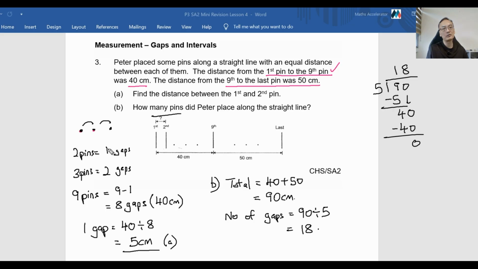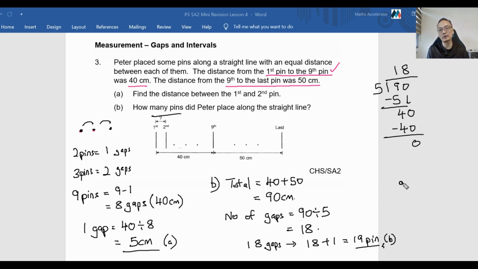The gap is 1 less than the pin. So if we have 1 gap, 1 plus 1, that means we have 2 pins. If we have 2 gaps, 2 plus 1, we will have 3 pins. So if we have 18 gaps, and we know that the number of pins is 1 more than the number of gaps, so we'll take 18 plus 1, and we will get 19 pins. So there you have it. We found out that Peter has 19 pins placed along this straight line. So that's the answer for part B.